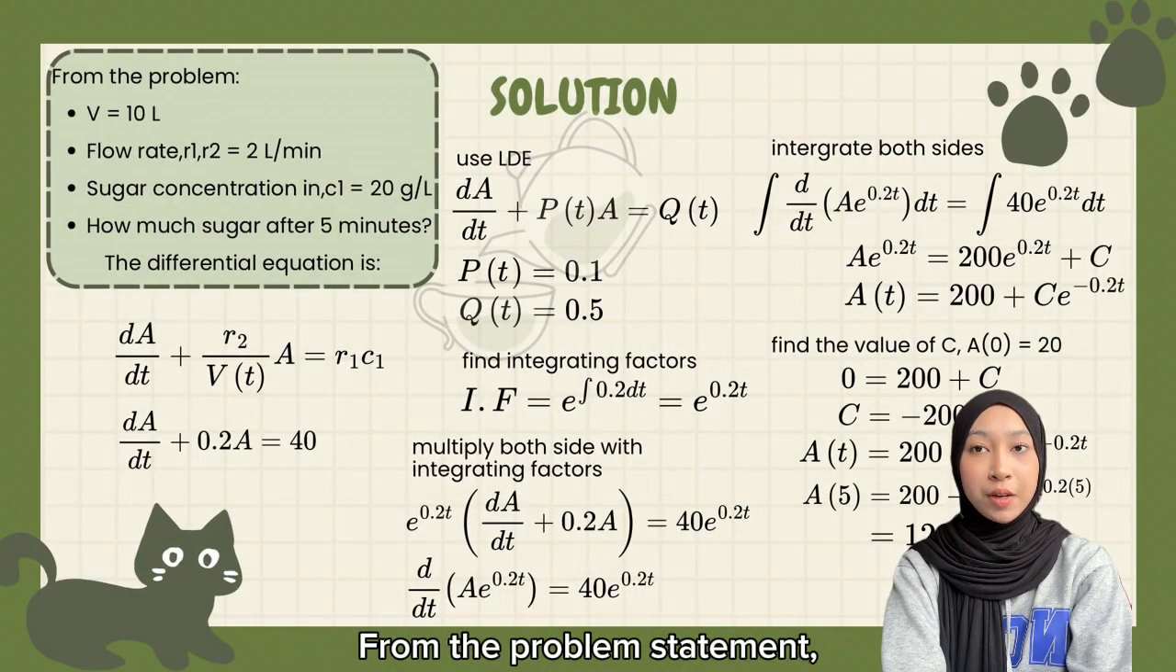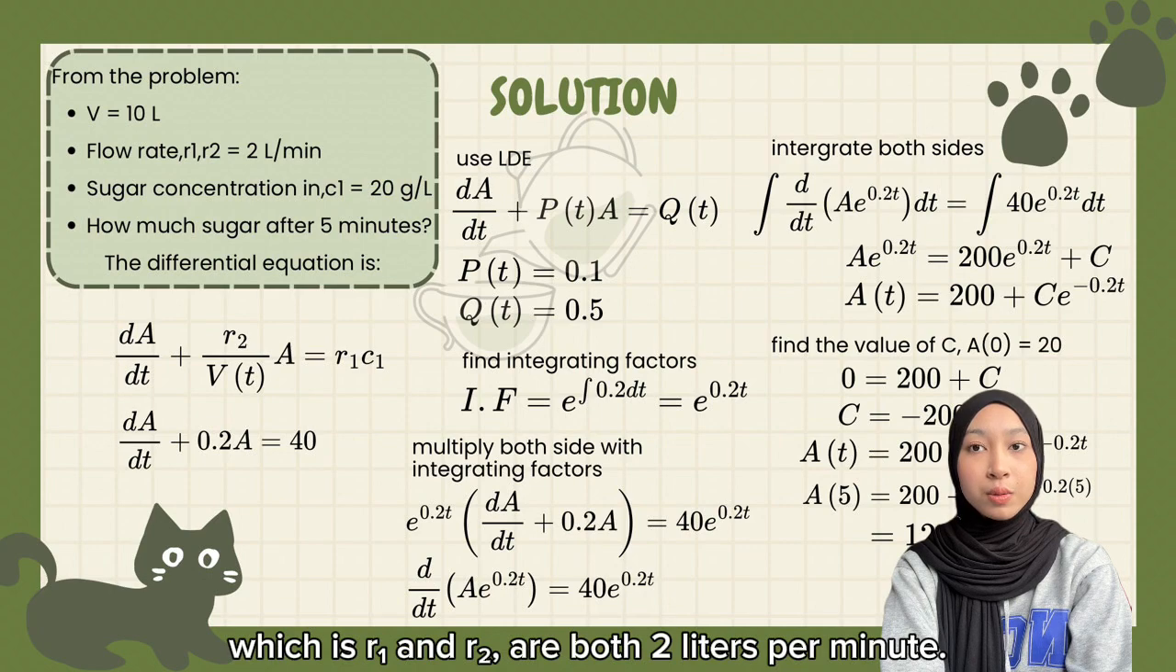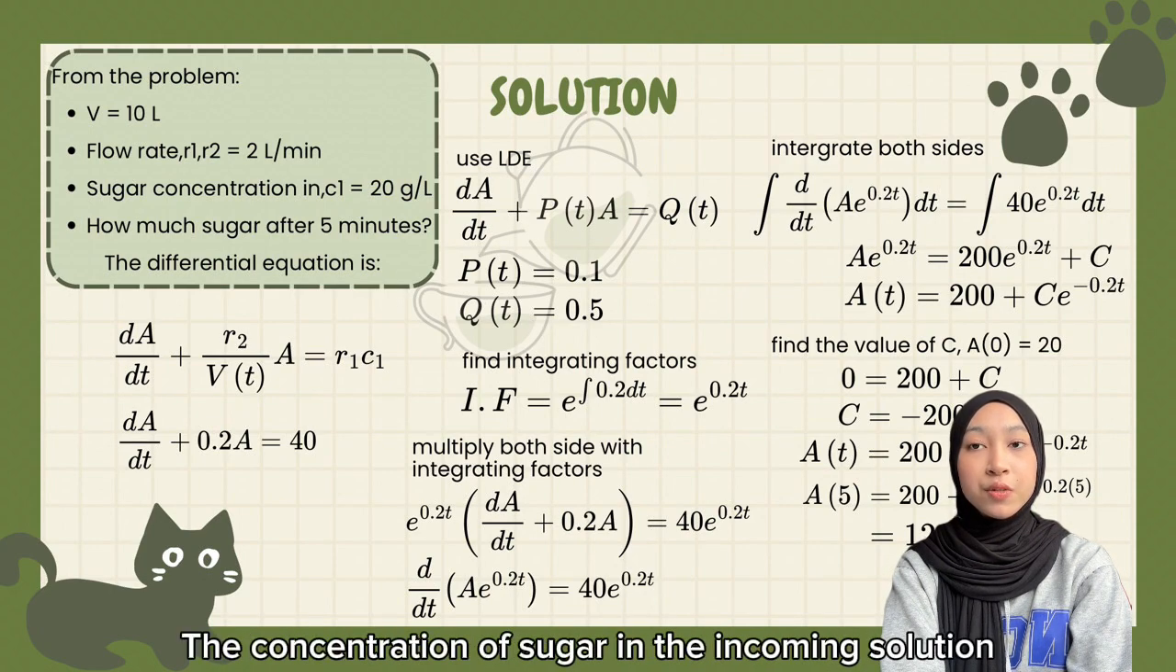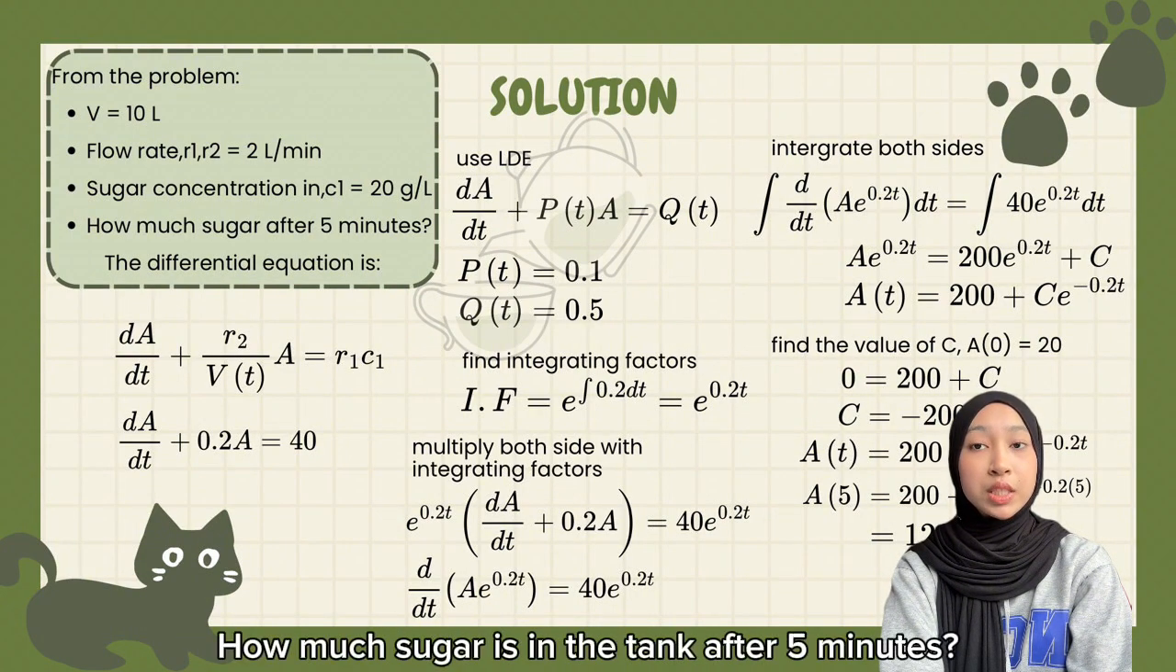From the problem statement, we are given the following information. The volume of the tank is 10 liters. The inflow rate and outflow rate, which are R1 and R2, are both 2 liters per minute. The concentration of sugar in the incoming solution is 20 grams per liter. The question asks how much sugar is in the tank after 5 minutes.